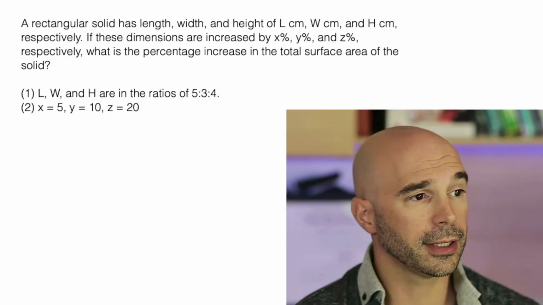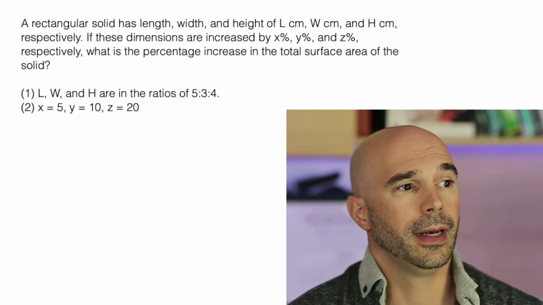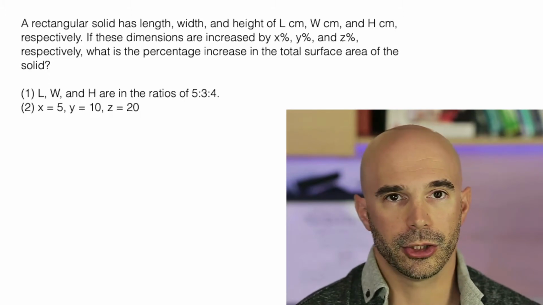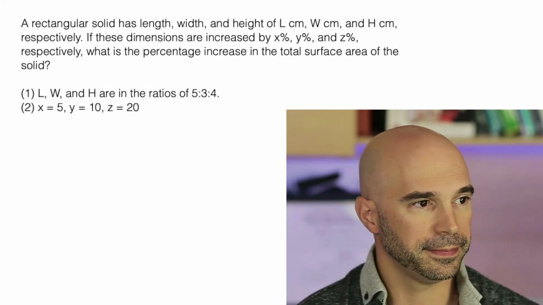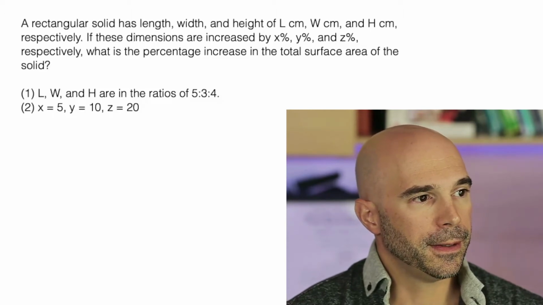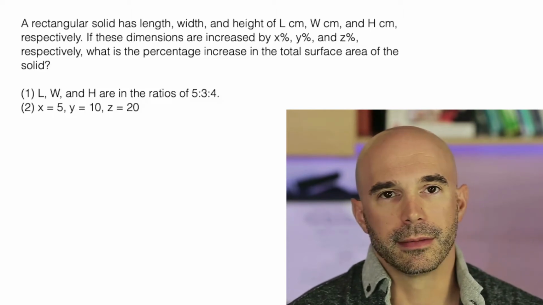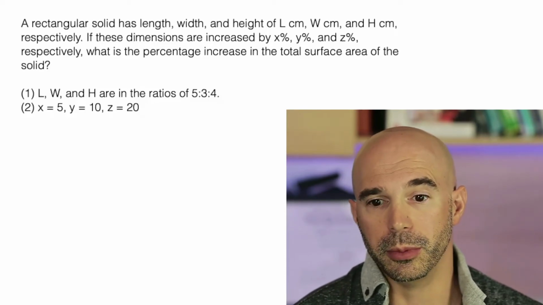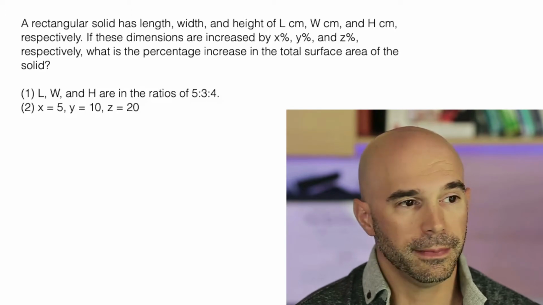A rectangular solid has length, width, and height of L, W, and H centimeters, respectively. Okay. In my pause there, I'm just reminding myself that this is not necessarily a cube. It would only be a cube if L, W, and H are equal to one another.